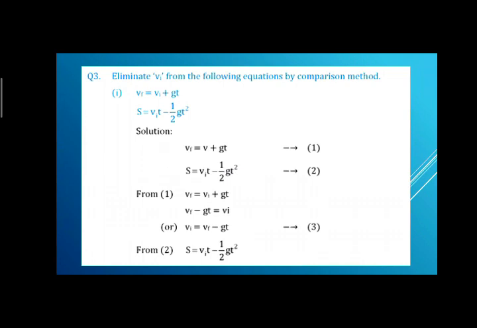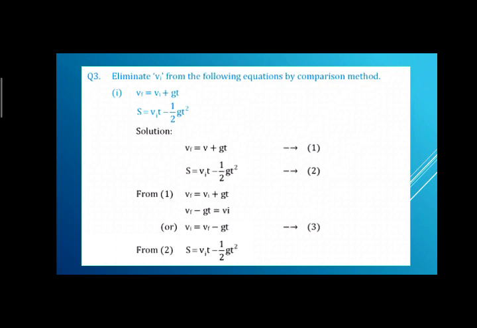So here we have two equations: vf is equal to vi plus gt, and the second equation, s is equal to vit minus half gt square. Now find the value of vi from both equations. So from equation number 1, after simplification to find the value of vi, we have vf minus gt is equal to vi, and you also write it as vi is equal to vf minus gt. Name this equation number 3.